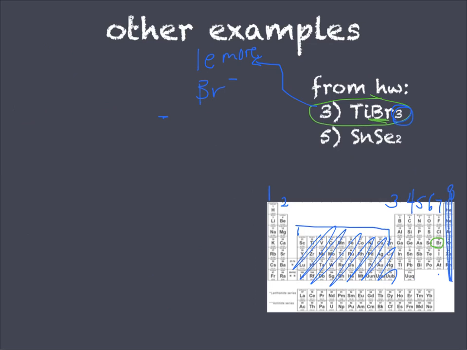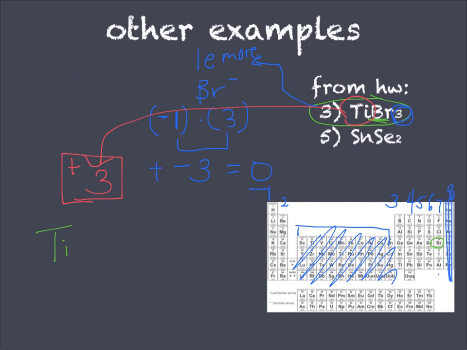So if each one is a -1 charge, and there's 3 of them, then obviously the overall charge right now is -3. In order for me to make the overall charge neutral, 0, how many does each titanium atom need to give away? And the answer is 3. So I use that number to name it. So I'm going to name this titanium(III) bromide, "ide," to change the ending.